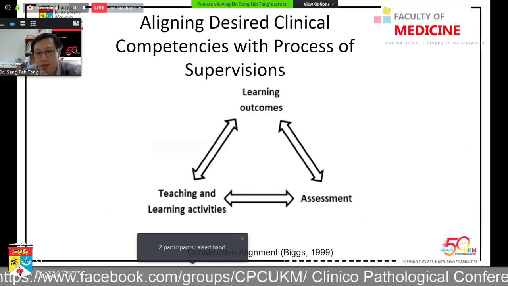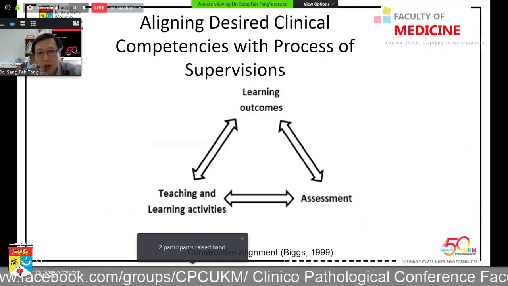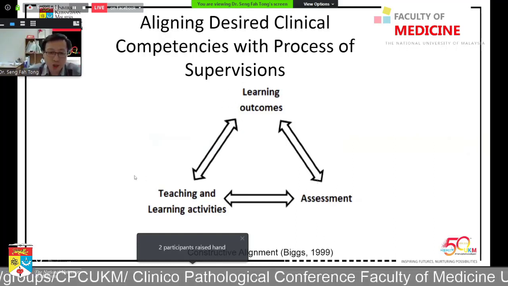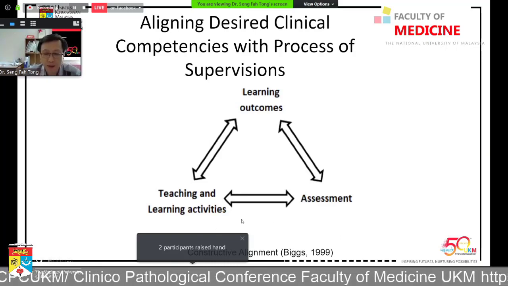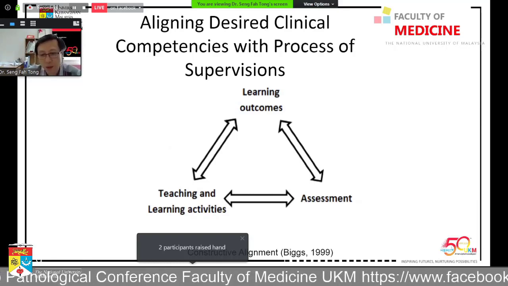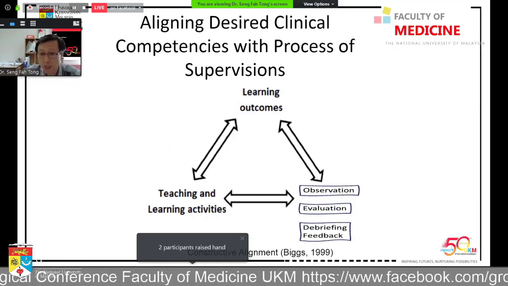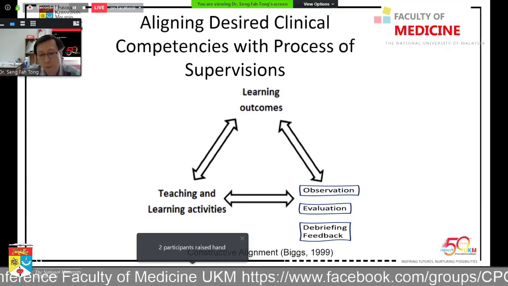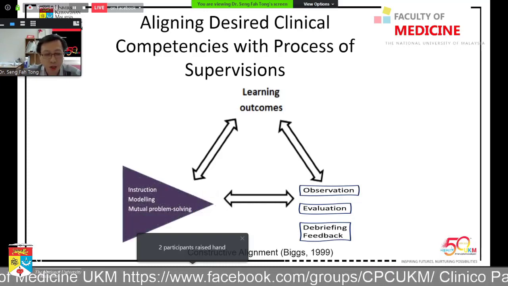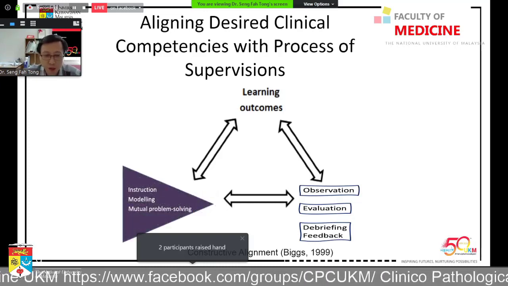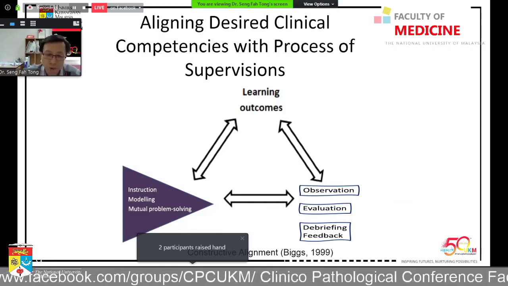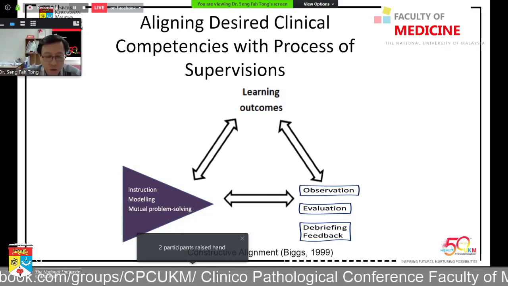This is what I put up as borrowing from constructive alignment, where we always talk about learning outcome, one, okay, assessment, and teaching learning. It has to come in a coherent manner. So in clinical supervision, I don't see a difference. If you borrow the same model, assessment will be something like observation, evaluation, debriefing, and feedback. A very formative way of assessment, okay? And of course, teaching learning is instructions, modeling, demonstration, mutual problem solving. Mutual problem solving is where we solve clinical problems together with our supervisee, to demonstrate how we solve things.